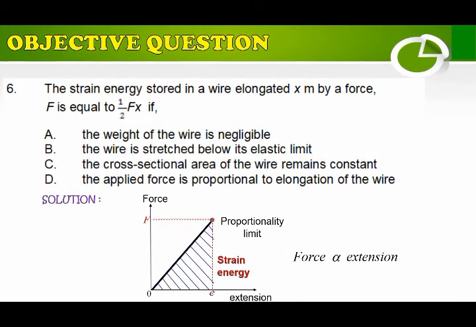For question number 6, the strain energy stored in a wire is equal to half Fx if the applied force is proportional to the elongation of the wire. This is due to the graph of force versus extension, where the strain energy is represented by the area under the graph as long as the proportionality limit is not exceeded. Because of that, the best answer is D.